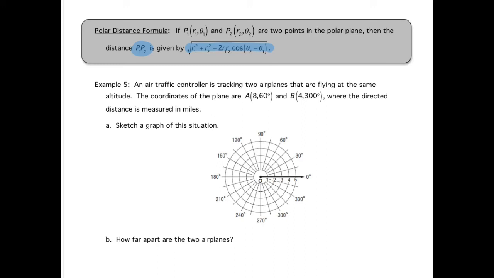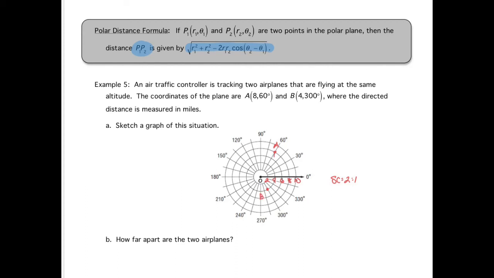So if I have my point 8, 60 degrees, you know what? I'm going to modify this grid so that my scale is 2 for every one. So I'm going to make this 2, 4, 6, 8, 10. All right, so 8, 60, so I'm going to come out to my ring of 8 at an angle of 60 degrees. There is my point A. And then 4, 300, so out here at 300 at my ring of 4, there is my point B.